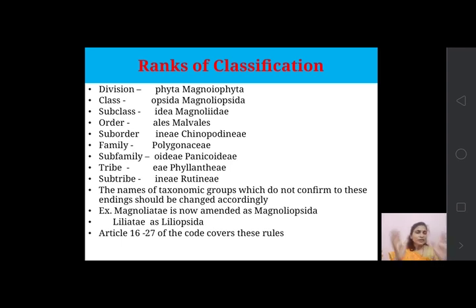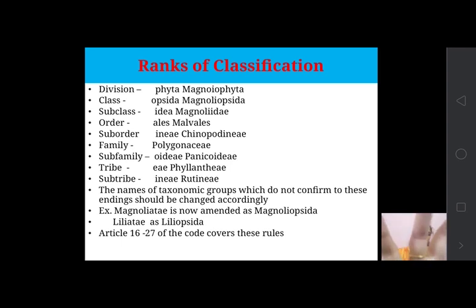All these rules are present in Articles 16 to 27 of the International Code of Botanical Nomenclature. This includes the types of rules that we have seen here. If you read the International Code of Botanical Nomenclature, in Articles 16 to 27 you come to know all these types of rules.